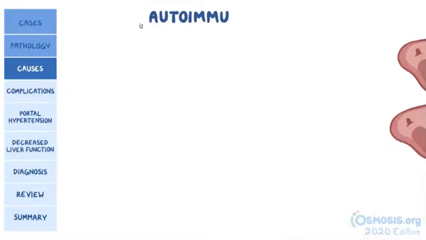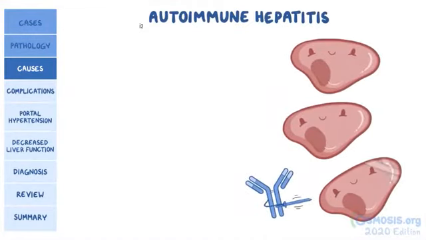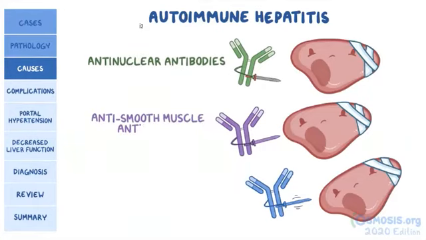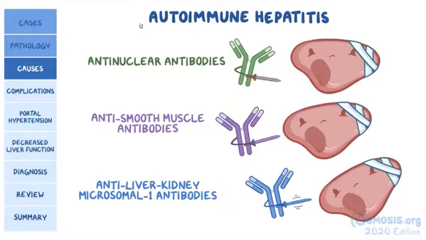Next, there's autoimmune hepatitis, where circulating antibodies attack liver cells. This is often associated with specific autoantibodies, such as anti-nuclear antibodies, anti-smooth muscle antibodies, and anti-liver kidney microsomal 1 antibodies.